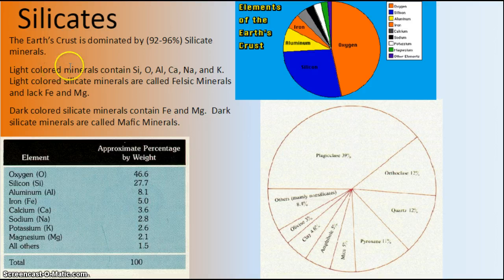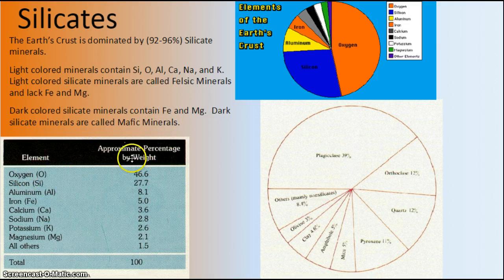So here's some new material we added today. Light-colored minerals contain silicon, oxygen, aluminum, calcium, sodium, and potassium. These light-colored minerals are called felsic minerals, and they lack iron and magnesium. They're light in color, and they are silicates, so we call them felsic minerals. Dark-colored silicate minerals contain iron and/or magnesium. Dark silicate minerals are called mafic minerals.